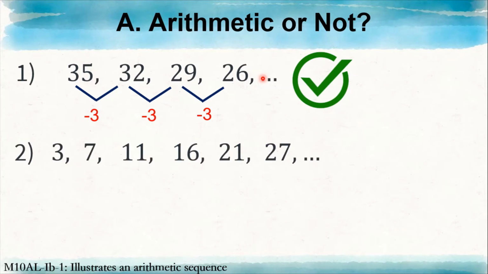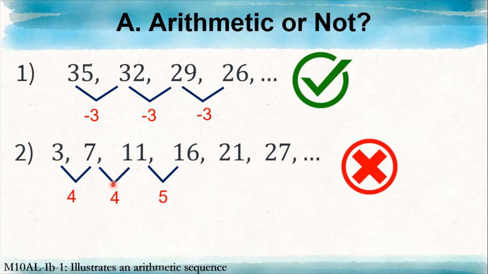Next, we have 3, 7, 11, 16, 21, and 27. So, check natin what number is being added to each of the terms. So, 3, paano siya naging 7? So, we add 4. 7 plus 4 is 11. Kaso, pagdating sa third and fourth, to get to the fourth term, we are adding 5. So, hindi na po kailangan i-continue pa, kasi makikita naman na magkaiba na agad. Ang usapan natin pagdating sa arithmetic, kailangan pare-pareho ang ina-add nating number. So, in this case, this is not an example of an arithmetic sequence.